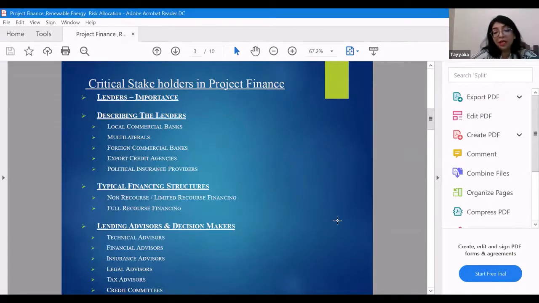Political insurance providers, their contribution comes in very handy when we talk about Chinese lenders. So Chinese lenders, their presence is actually completely unavoidable and important when it comes to big CPEC projects. So for example, with the CPEC projects, I'll give you just one example, the coal energy projects basically, which are not renewable energy, that's fossil fuel coal energy projects.